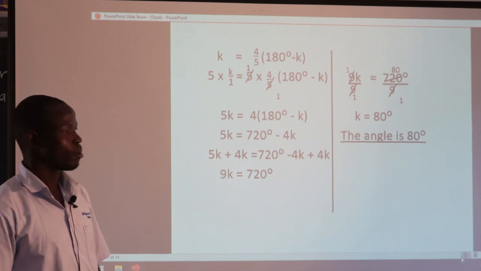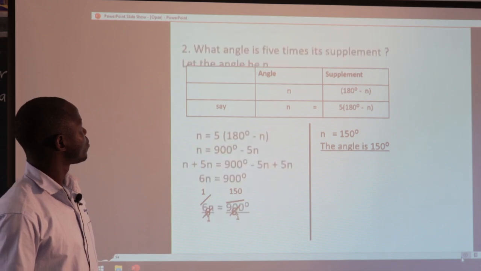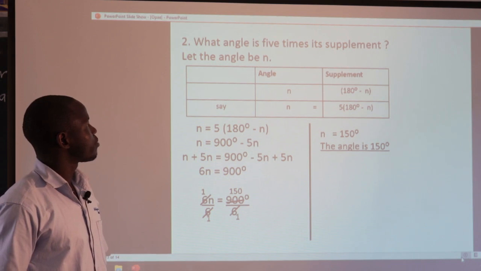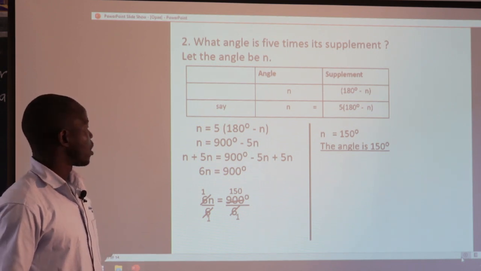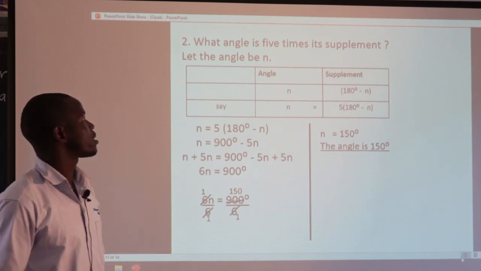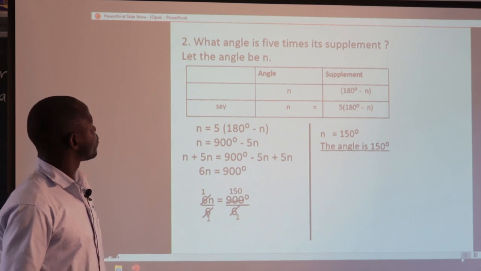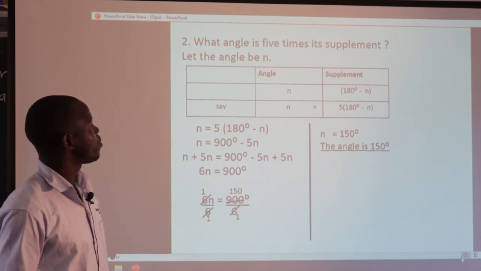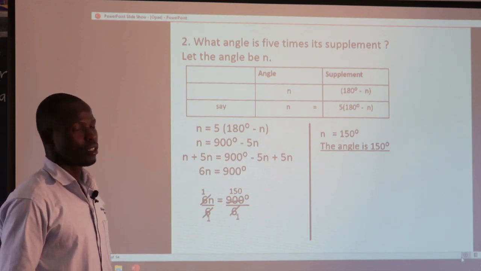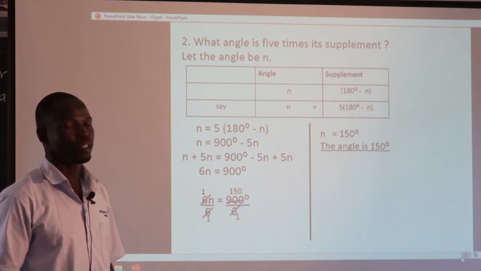That is example 1. Example 2 is here. We are saying, what angle is 5 times its supplement? Don't mind going up to the answer. Let's go slowly, step by step. We start by saying, let the angle be N. And then the first 2 parts, you shade it off in the table. Write the angle, supplement, and the angle N. Supplement will therefore be in brackets 180 degrees minus N.